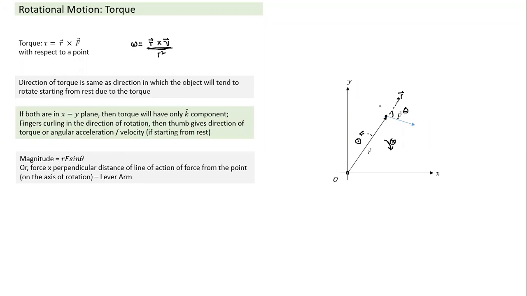R sine theta is nothing but, if I draw a line, that's the line of action of force. If I drop a perpendicular, and I call this perpendicular r perpendicular, this is the lever arm. Another way to find the magnitude of torque is force multiplied by its perpendicular distance from the point about which torque has to be calculated.